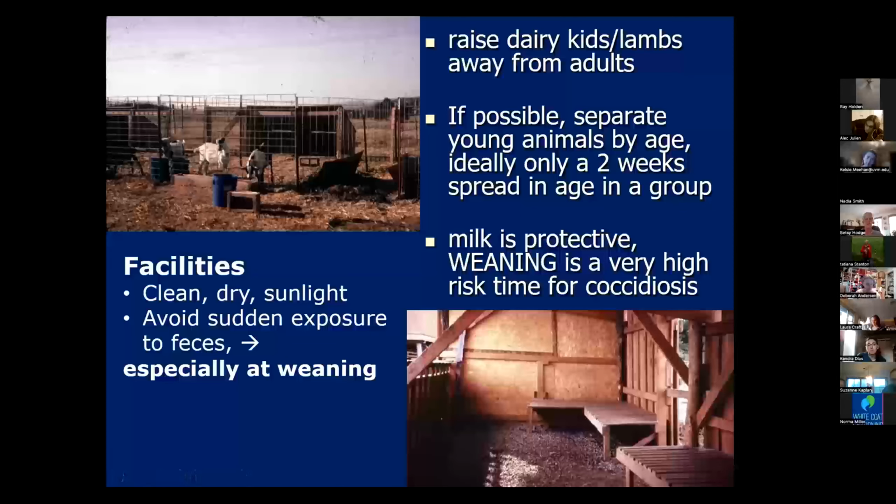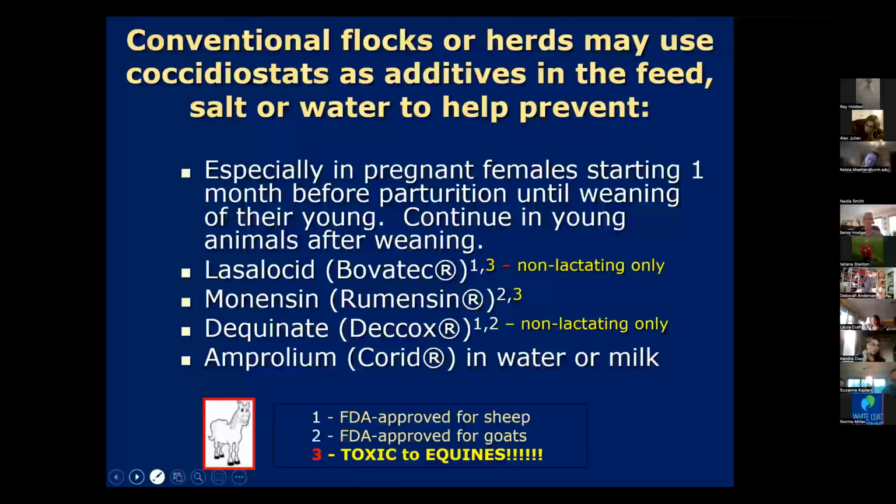Okay, that's a good point. So there are different coccidiostats out there that can be added to the feed, or the mineral, or potentially the water. There's a trick of putting it in the minerals for the pregnant females about a month before they start to lamb and kid. You can keep it in there until they're weaning their young, and that gets the whole level of coccidia down in the barn and in the feces.